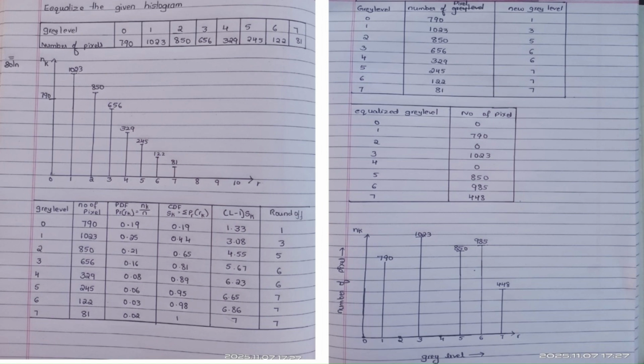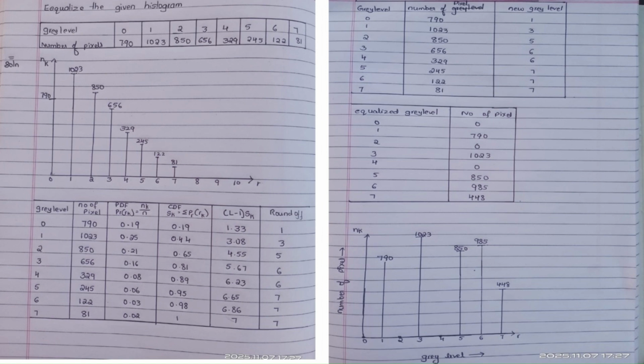This gives us the probability of occurrence for each intensity value. Next, we calculate the cumulative distribution function, which is the cumulative sum of the probabilities up to each gray level. The CDF represents how intensity values accumulate across the image and is the key part of the equalization process.